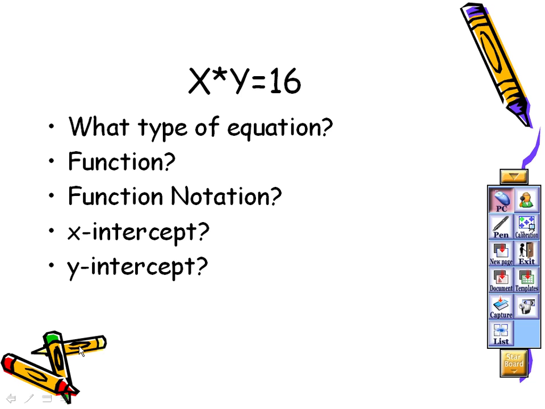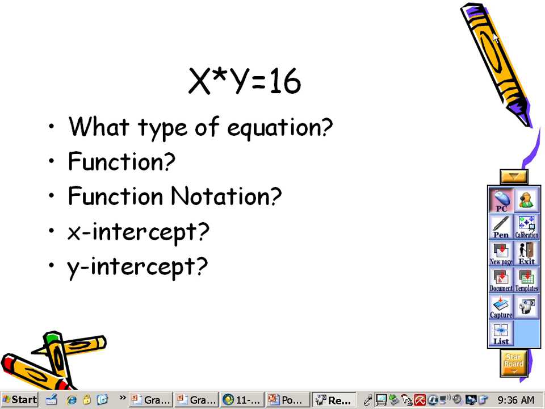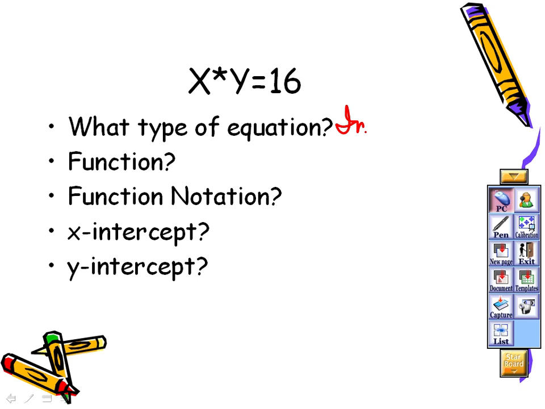I want you to pause this and see if you can write down any of these answers right now. Okay, now we're going to check this to see how you did. What type of equation is it? Inverse variation. Inverse variation is when you have two things that multiply to give you one number.